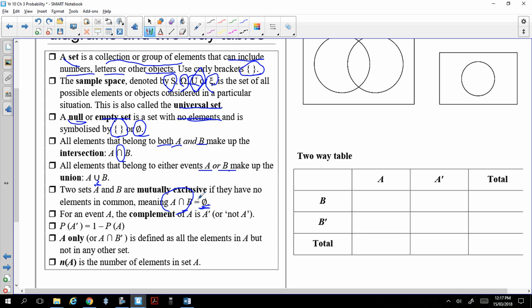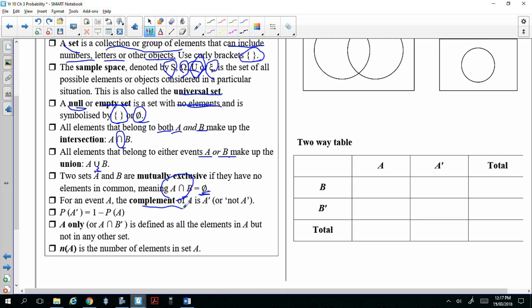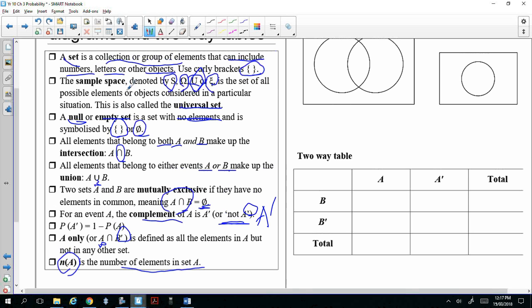The complement of A means not A. So we denote that with an apostrophe, or A prime, like that. That means not A. And to calculate that, the probability of not A is 1 minus the probability of A. A only means it's in A, not in B. So it's written like this. Define all the elements in A, but not in the other set. And N(A) will be the number of elements in A. Okay, we went through this very quickly, so we're going to apply this in the questions that follow.